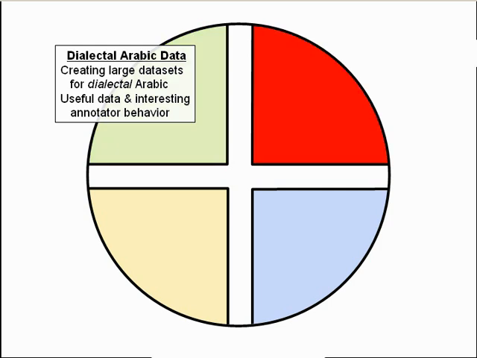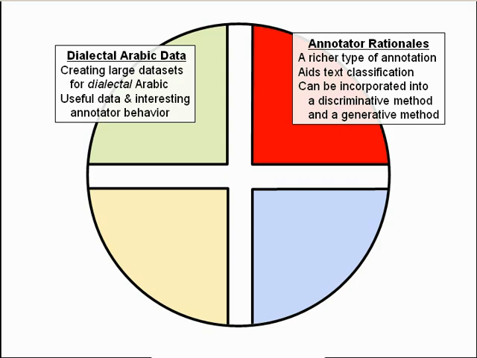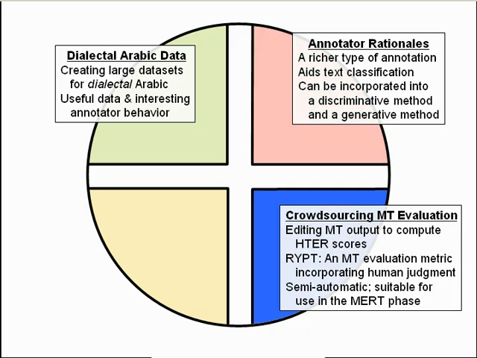In the second part of the talk, I'll introduce annotator rationales. Rationales are a richer type of annotation that will aid text classifiers. And we'll see how we can incorporate rationales into two different methods. One is a discriminative method based on support vector machines, and one is a generative approach based on simple log linear models. In the third part of the talk, we'll see how crowdsourcing can help in performing manual evaluation of machine translation systems. We'll design a simple editing task that can help us recreate HTER scores.